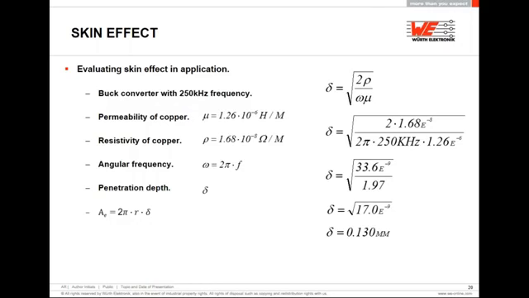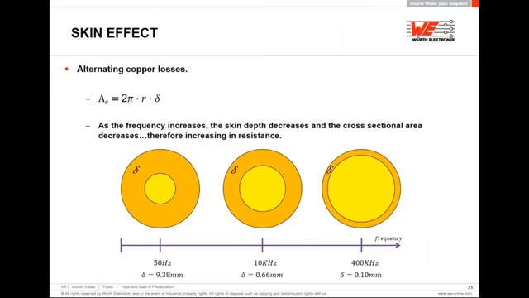The result would be 17 to the minus 9th power, which we would need the square root. After substituting the values in the formula, we have that the penetration depth for this buck converter would be 0.13 millimeters. So what does this mean?